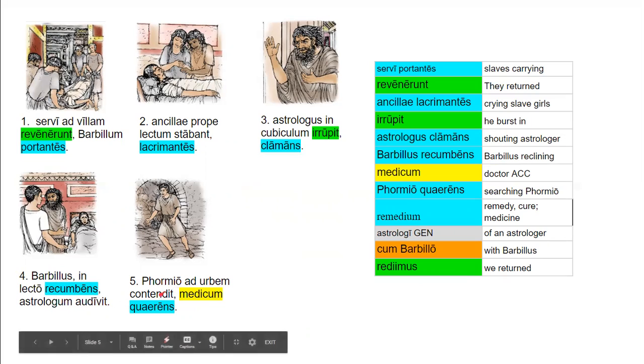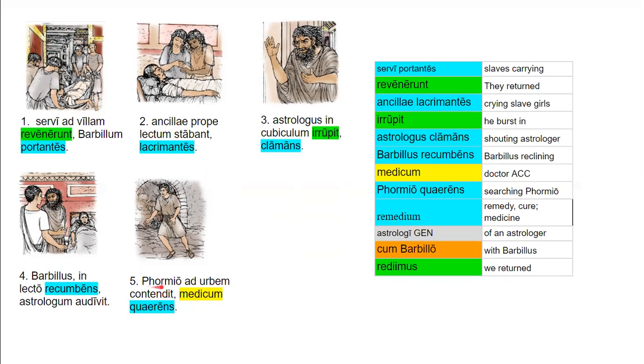Formio ad urbem contendit medicum quaerens. So Formio hurried to the city seeking a doctor. So what Formio is it? It's the Formio who is seeking. And what is he seeking? He's seeking the direct object, medicum. So this present active participle is taking the direct object medicum. Also notice that Formio is a third declension noun, but it's not the same type of third declension noun. And they're both nominative, which is why quaerens is describing Formio.